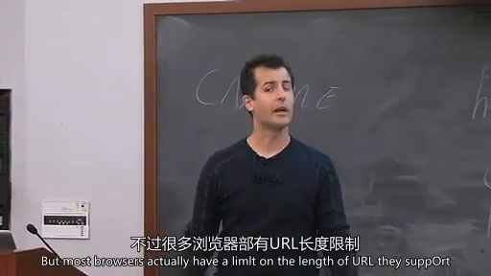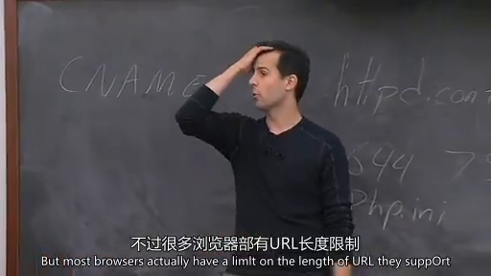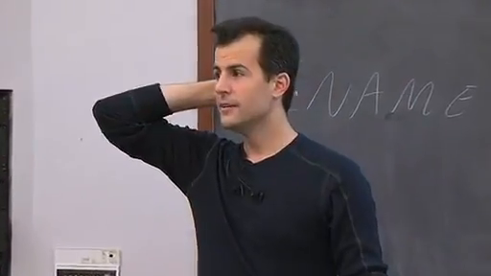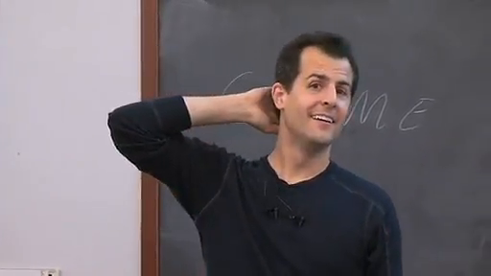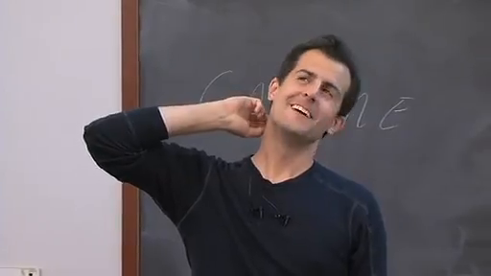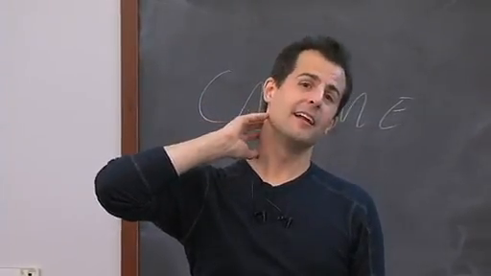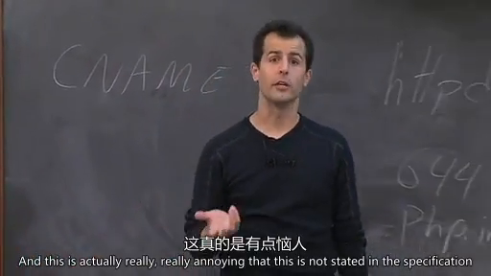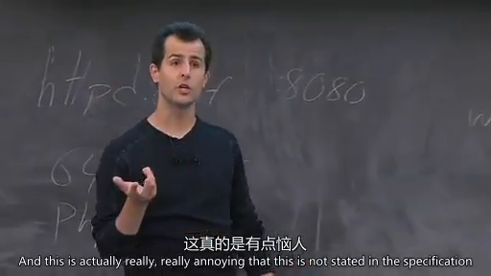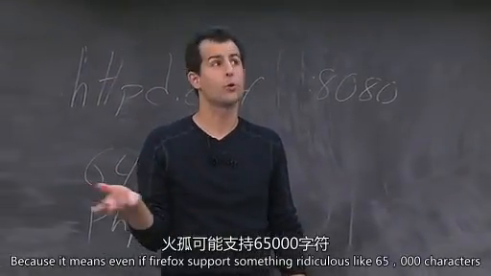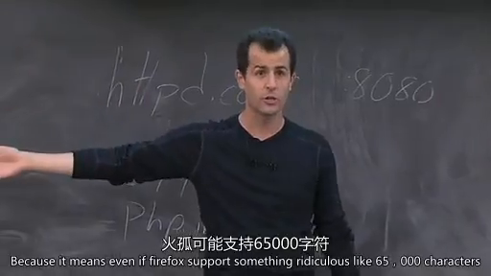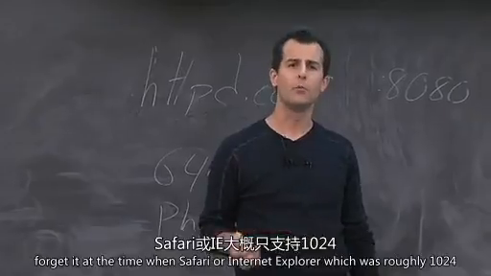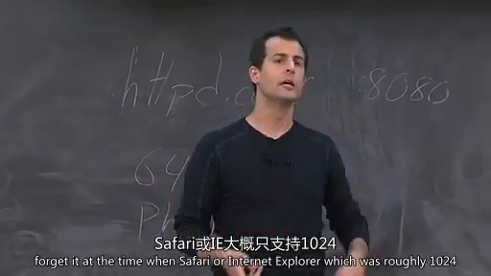But most browsers actually have a limit on the length of URL they support. Does anyone know what the official limit is? Yeah? I guess 1024 characters. It's not bad. So it's kind of a trick question on my part. There is no official limit. And this is actually really, really annoying that this is not stated in the specification, because it means even if Firefox supports, I think, something ridiculous like 65,000 characters, well, you pretty much have to deal with the lowest common denominator, which, forget at the time, was Safari or Internet Explorer, which was roughly 1024.